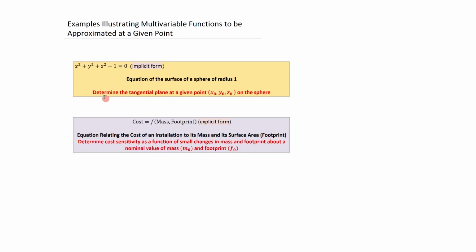An objective, for example, might be to determine the tangential plane at a given point x0, y0, z0 on the surface of the sphere. Second example would be, for instance, if you're determining the cost as a function of mass and, say, footprint, meaning the physical area that an object holds. This would be an explicit form of an equation. And here the objective would be to determine the cost sensitivity as a function of small changes in mass and footprint about a nominal value of mass and footprint.